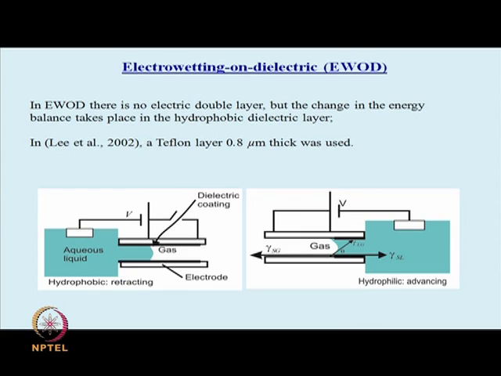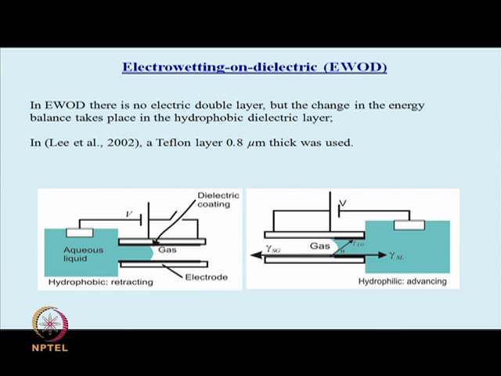Here now I have the solid covered with a dielectric coating, and it is in contact with an aqueous liquid. So, when this circuit is closed, there is not going to be any electric double layer formed, but the change in energy takes place in the hydrophobic dielectric layer. So, the nature of this dielectric layer has to be hydrophobic, and since it is hydrophobic, the liquid is going to form a convex meniscus over here.